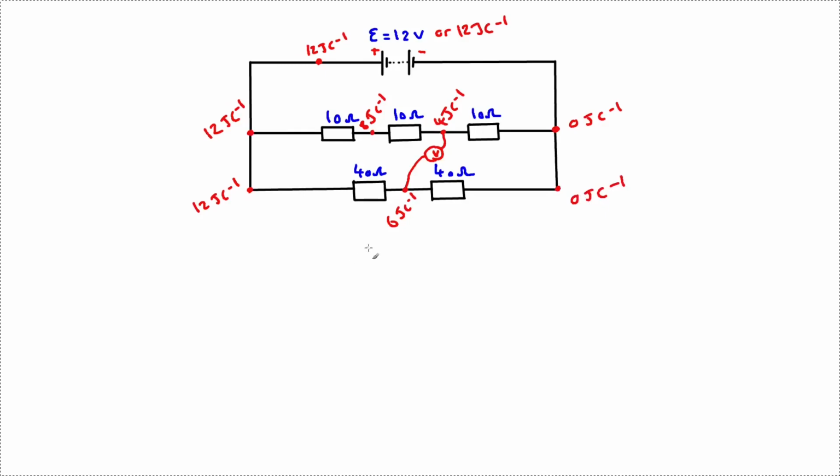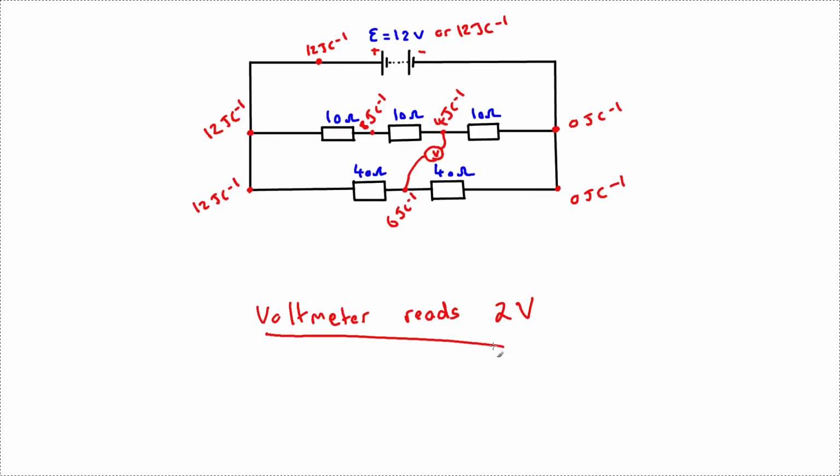So the question is now, what is our voltmeter going to read? The voltmeter is going to read 2 volts. It will measure a difference in electrical potential between 6 volts, 6 joules per coulomb, and 4 joules per coulomb, or 4 volts. So the difference between those 2 potentials, the potential difference, is 2 joules per coulomb, or 2 volts.